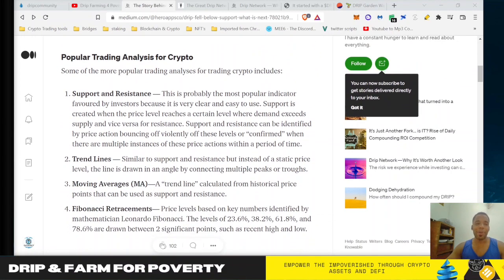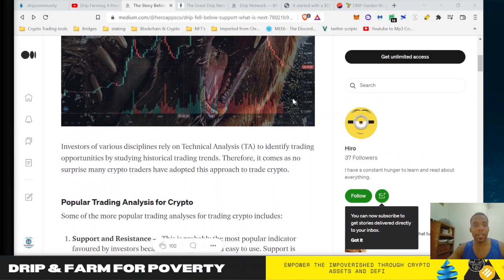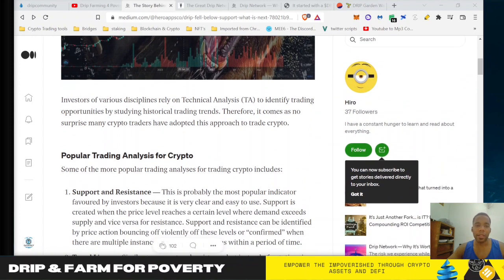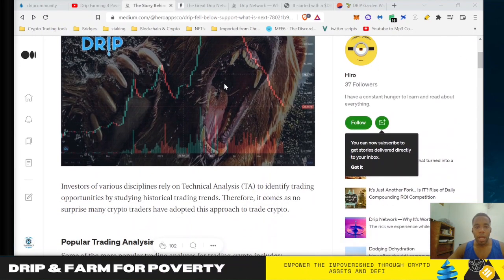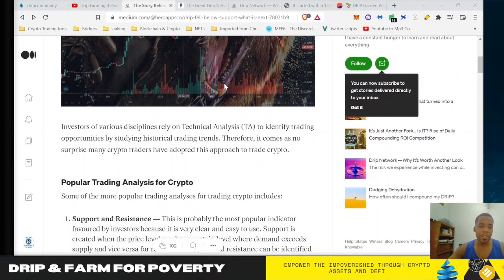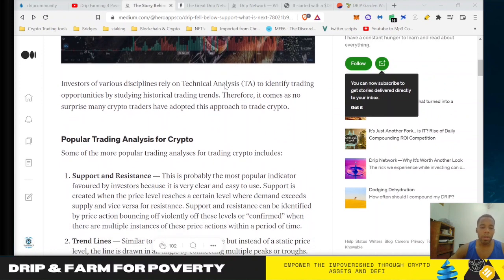All right, guys, jumping right into it. This was an article written by another fellow dripper out there. I encourage you to read it. I'll leave the link in the description, but basically, it goes into what the trends and the market cycle is for crypto, and specifically tying it more so to Drip.